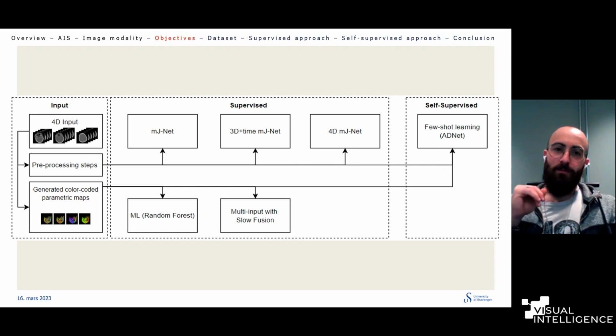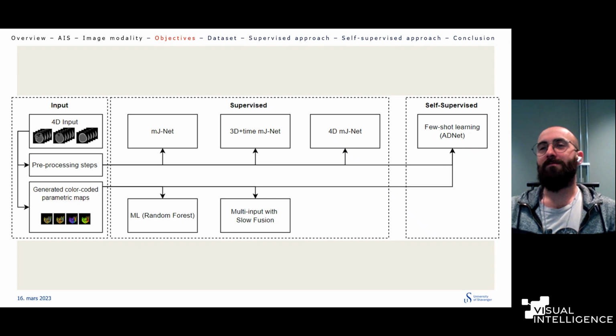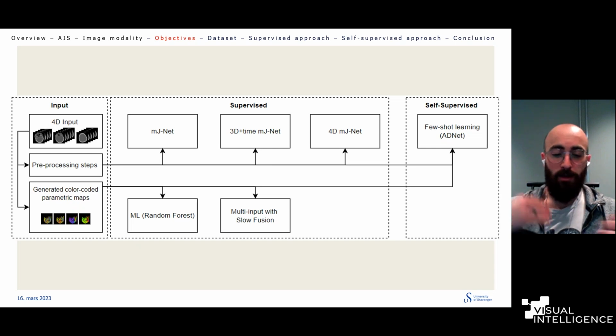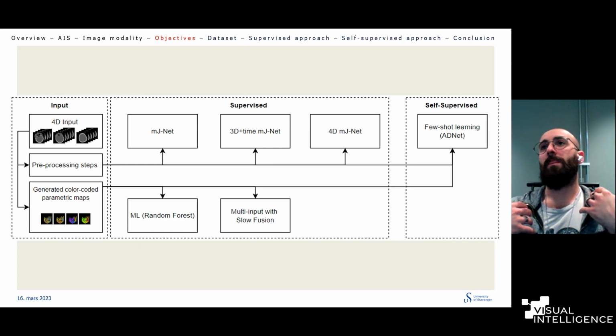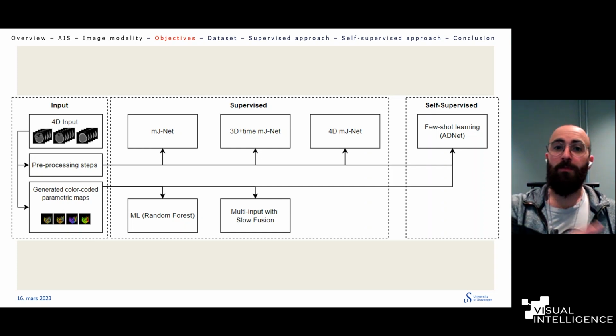For you to understand a little bit more, this is a very brief and simple pipeline of my PhD. On the left, we have our inputs: it could be a 4-dimensional input that goes through some pre-processing steps, which I'm going to mention later, or an input that generated color-coded parametric maps. Based on these two inputs, we developed different methods, which could be supervised or self-supervised.